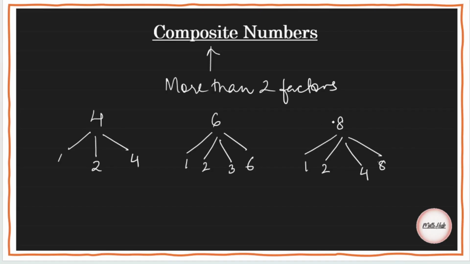So 4, 6, 8, they are called composite numbers because you can see that they have more than two factors. 1 and the number itself are always the factors of every number, but besides 1 and the number itself, if you have any other number as a factor, they are called composite numbers.